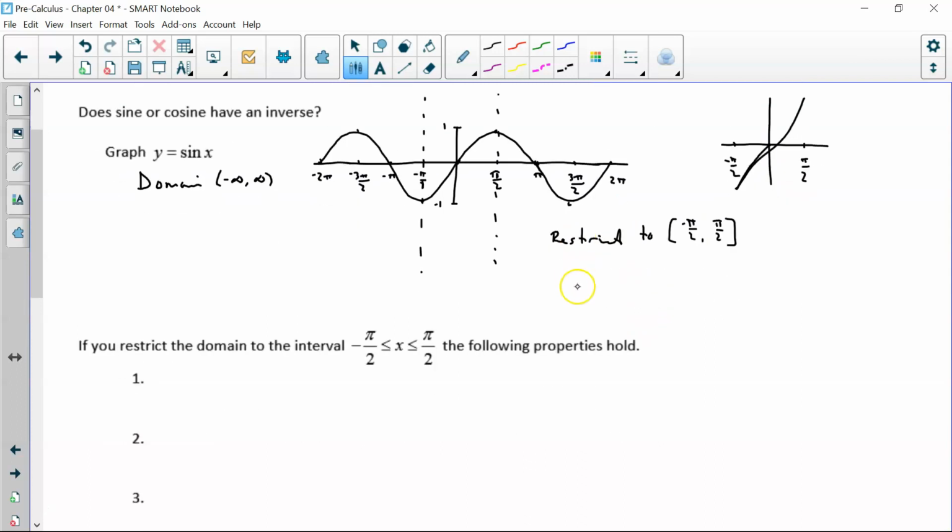Now the reason we want to restrict it to that as opposed to maybe from 0 to pi is that if we went from 0 to pi, the inverse wouldn't be a function either. It would fail the horizontal line test. And if we went from positive pi over 2 to 3 pi over 2, it would just be decreasing. So what we're doing is we're keeping it as y equals the sine of x between negative pi over 2 and positive pi over 2, because it's increasing.